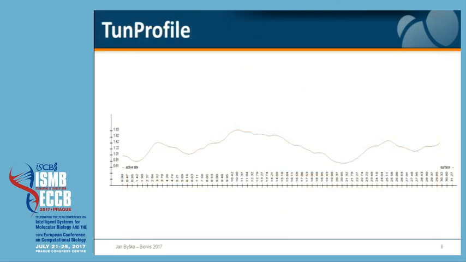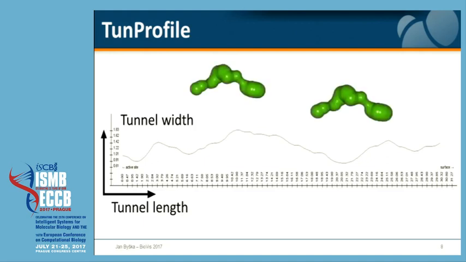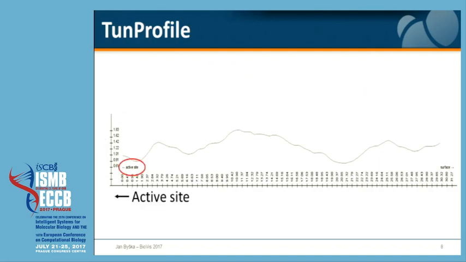The Tun Profile focuses on the visualization of tunnel length and width, and their changes over time. The width here is computed as the radius of the tunnel sphere in the tunnel representation and is depicted on the y-axis, while the tunnel length is depicted on the x-axis, and the part closer to the active site is visualized on the left, and the part of the tunnel closer to the surface is visualized on the right.